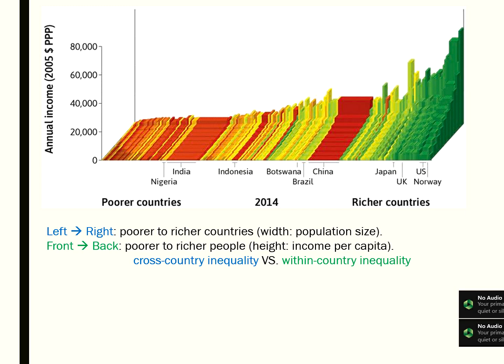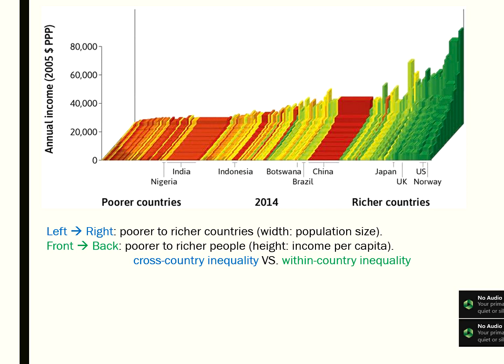To start with, let's look at this famous figure of income distribution. From left to right, it lists countries from poorer to richer. The width stands for its population size. For example, India and China have bigger populations, so they are wider, but they are relatively poorer than countries like the UK and the US.